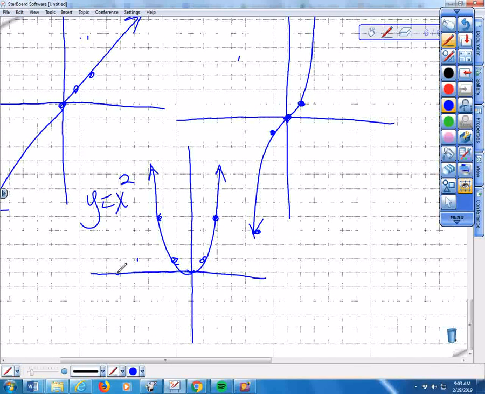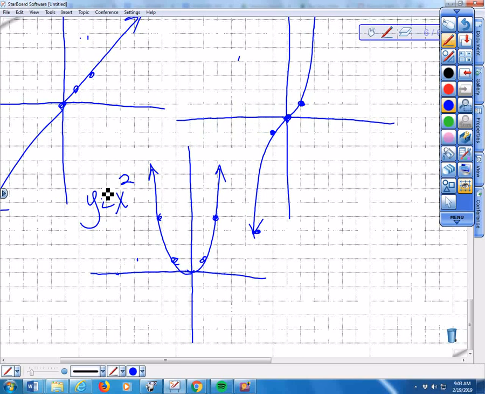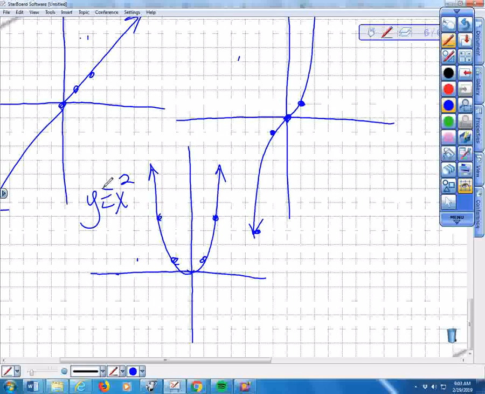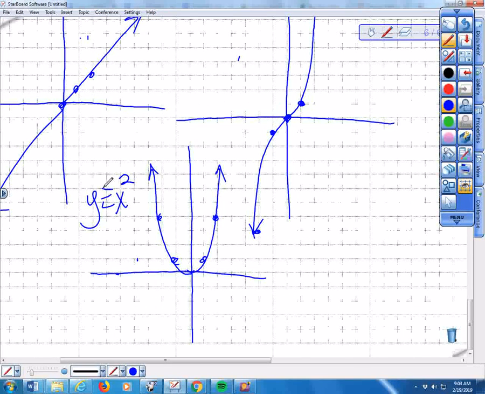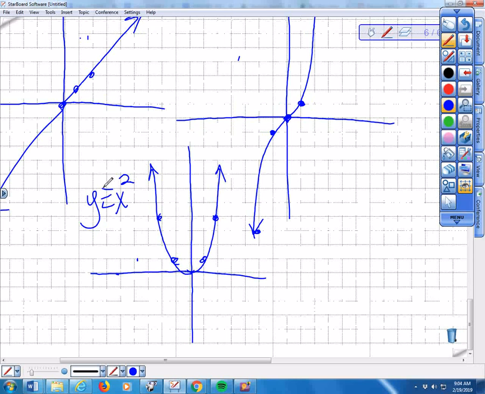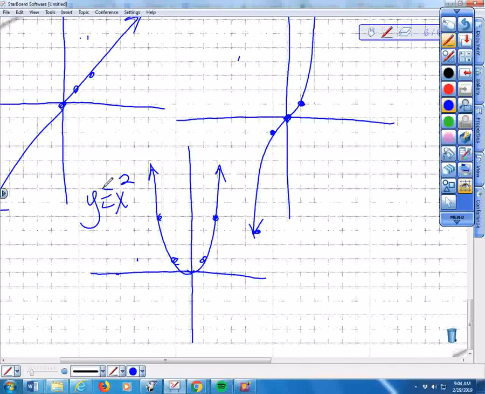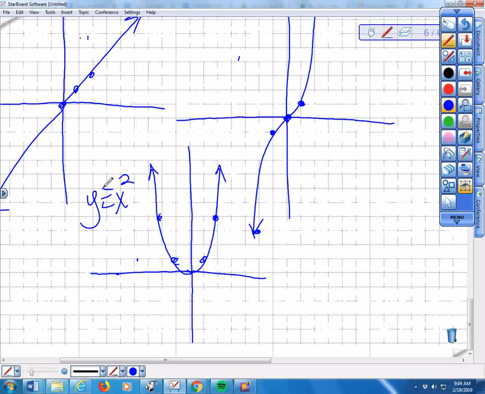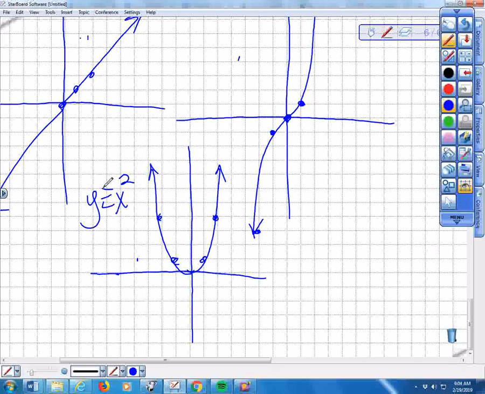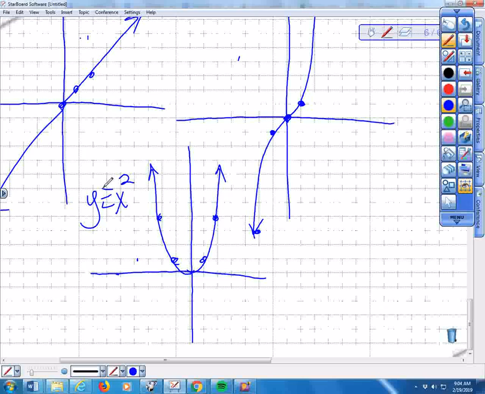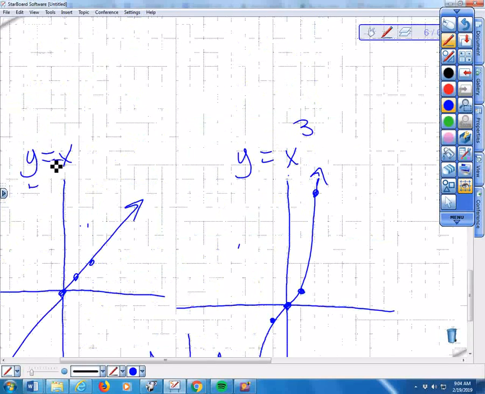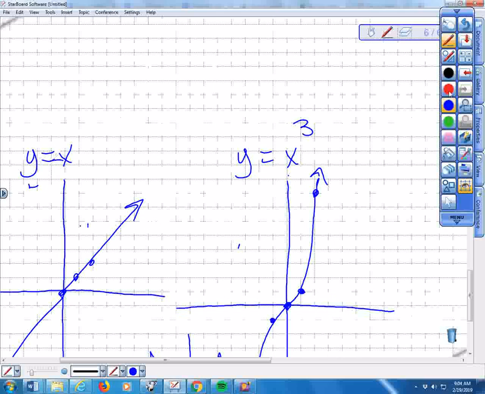Now if I put a negative in front of this, what happens to the graph? It flips over the x-axis and it goes down. So what's the end behavior now? As x goes to positive infinity, y goes to negative infinity. As x goes to negative infinity, y goes to negative infinity. It flips down. Same thing would be true if I make this a negative. My graph is now opposite.